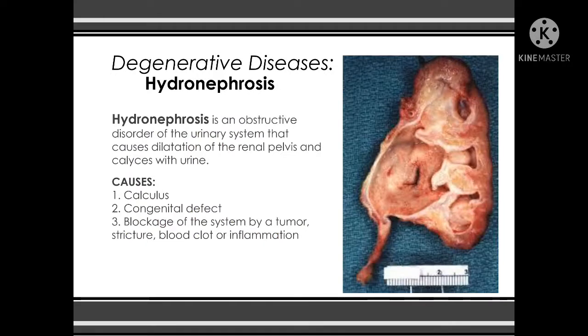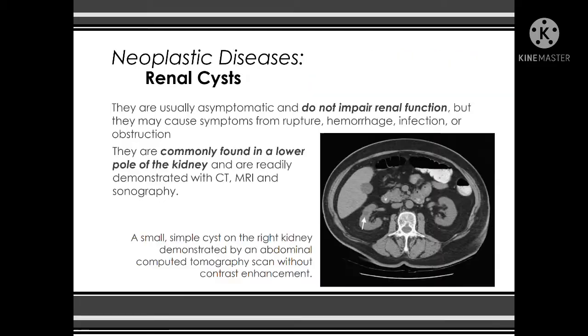Next, for our degenerative diseases is hydronephrosis. It is an obstructive disorder of the urinary system that causes dilatation of the renal pelvis and calyces with urine. So the causes are calculus, congenital defect, blockage of the system by a tumor, stricture, and blood clot or inflammation. So patients with hydronephrosis sometimes experience flank pains and blood or pus in urine.